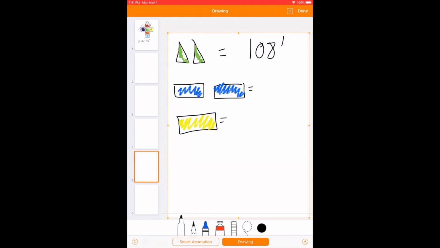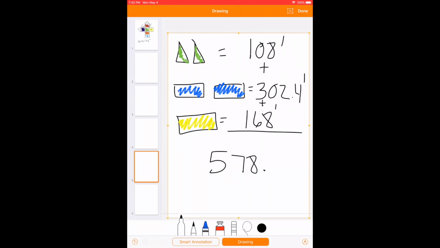Now I have the area of my two triangles, I have the area of my two rectangles that are blue, and my area of my one yellow rectangle. In order to find the total surface area of the shape, I have to add these three together. So I have 108 plus 302.4 plus 168 feet. So that comes to a total of 578.4 feet.